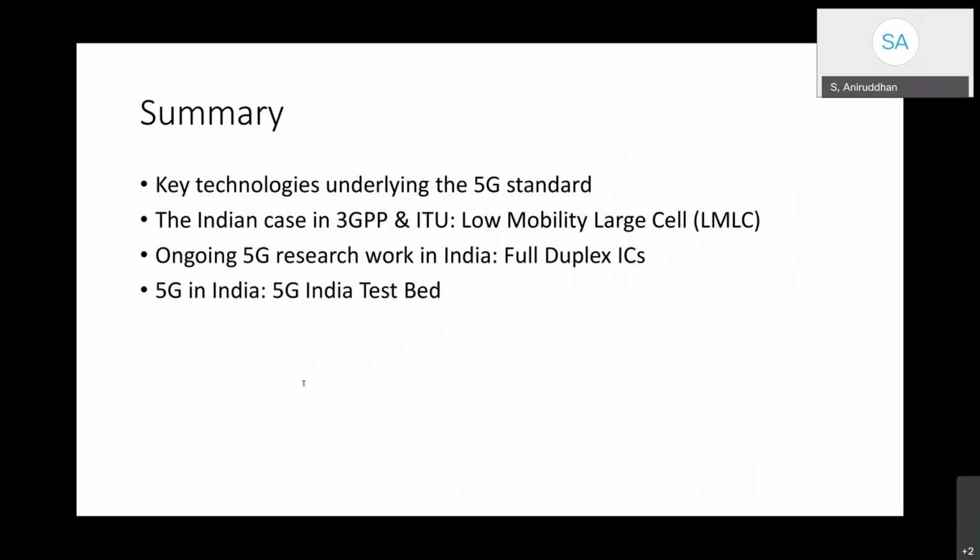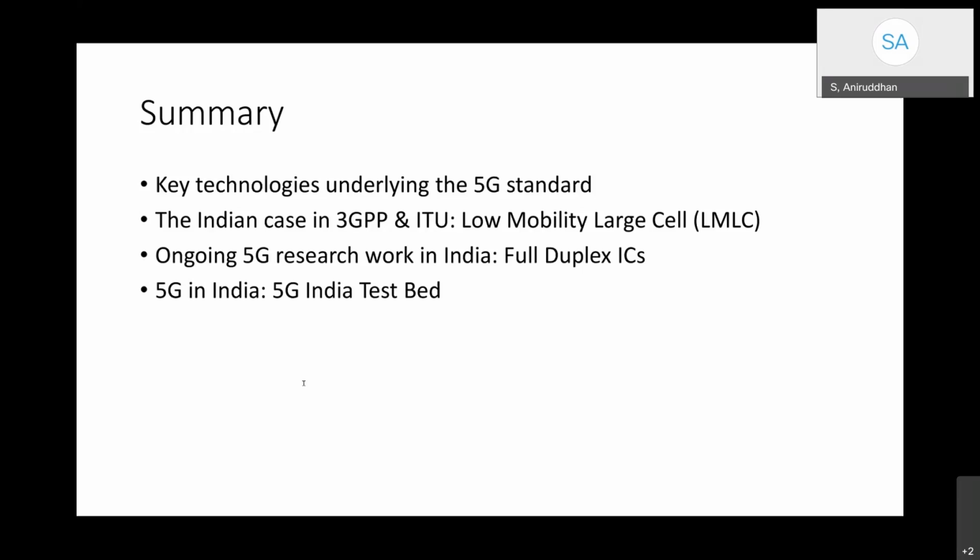So I'll summarize my talk here and stop. My talk consisted of 4 parts broadly. The first part gave an introduction to 1G to 4G cellular communication technologies, and listed and told you a little bit of detail about the key technologies, key aspects that are new in the 5G standard and why it is called the 5G New Radio.